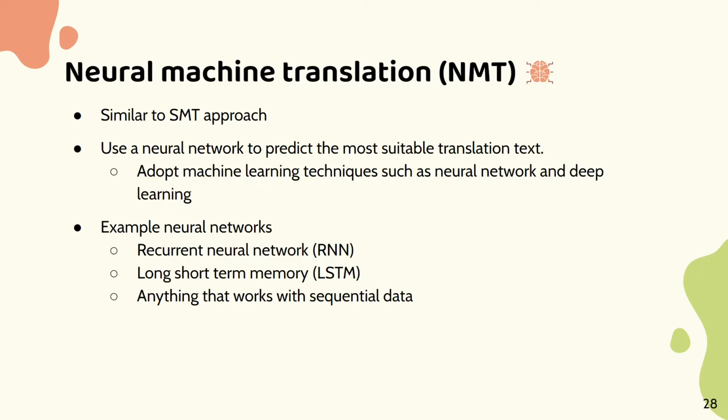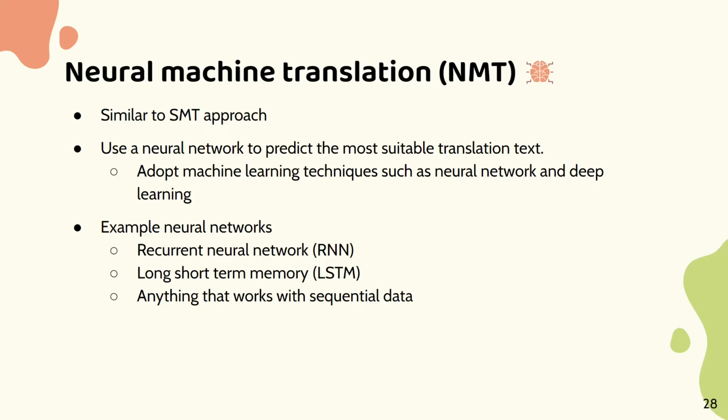Last but not least, neural machine translation. This approach is similar to the statistical approach, but instead of using a probability distribution, it uses a neural network to predict the most suitable translation text. This is where we adopt machine learning techniques like neural networks into machine translation. The neural network in this case can be something like a recurrent neural network or long short-term memory, which is used by Google Translate, by the way.